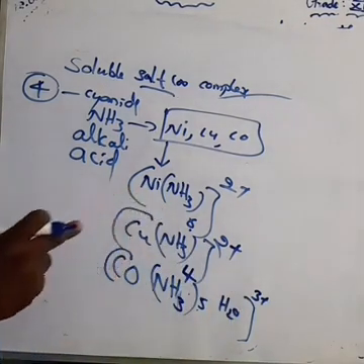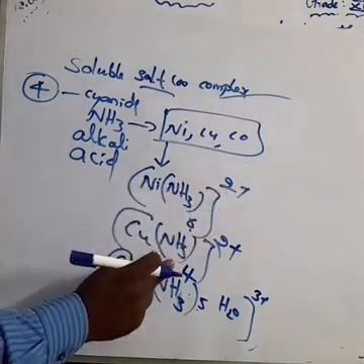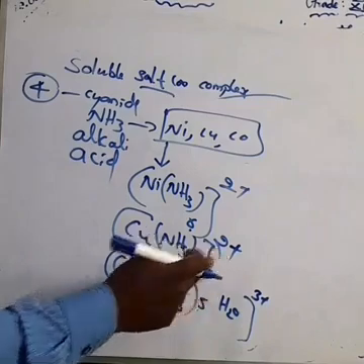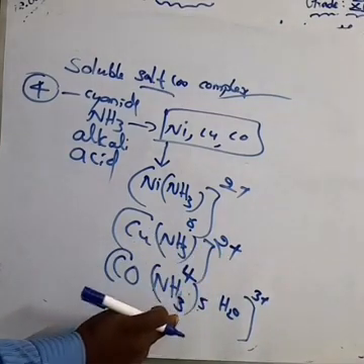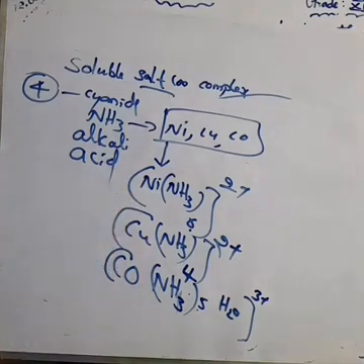What is the first one? Hexaamminenickel(II) ion. Next one, tetraamminecopper(II) ion. Next one, aquapentaamminecobalt(III) ion. Cobalt 3.